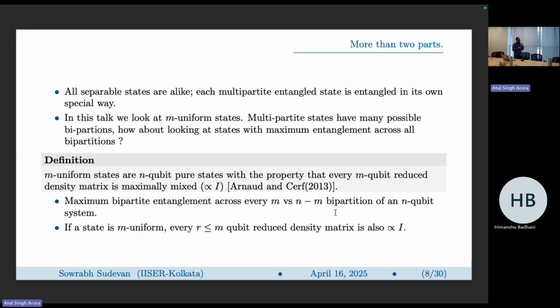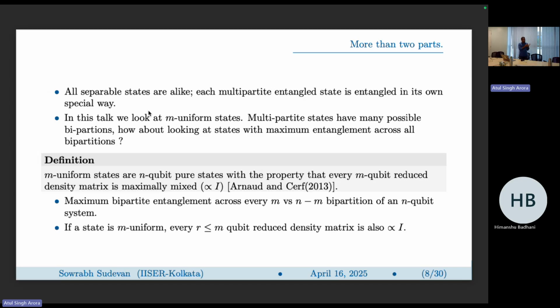This is why, I found this in someone else's thesis: all separable states are alike, each multipartite entangled state is entangled in its own special way. It's like something from some book, about how all happy families are alike and each unhappy family is unhappy in its own way. So there are lots of unique ways, but I find this way to be very interesting. At the start of my PhD, I got interested in this.